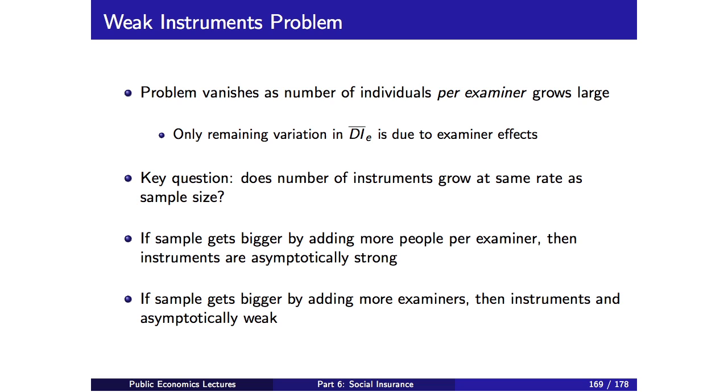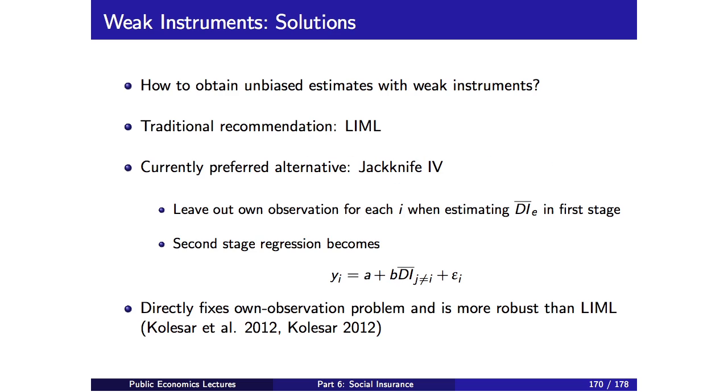If you have the number of instruments growing at the same rate as your sample size, which is typically going to happen in a lot of applications because the way you get more data, like in education, is you look at more schools or more classrooms or more judges or whatever, right? Then you're going to have this problem. Okay, so last thing on this, how do you fix it?